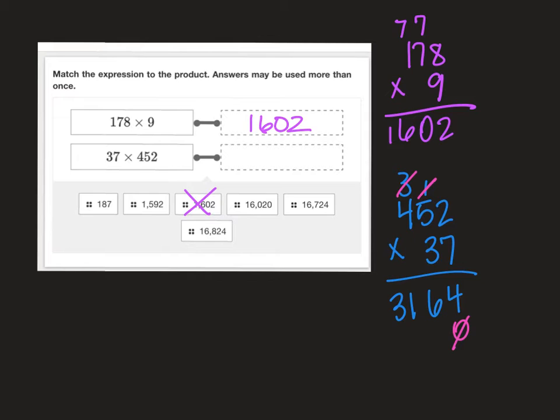You're going to mark out what you've already carried because you don't want to accidentally use that again if you're not supposed to. 3 times 2 is 6. 3 times 5 is 15. Carry your 1 over here. 3 times 4 is 12, plus 1 is 13.